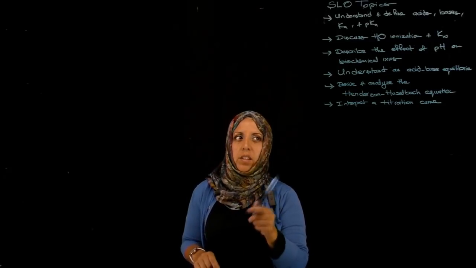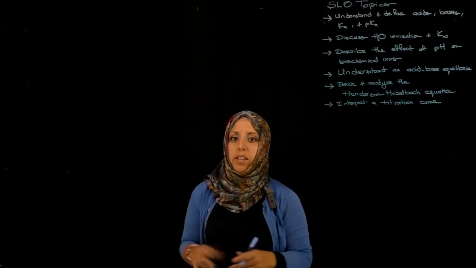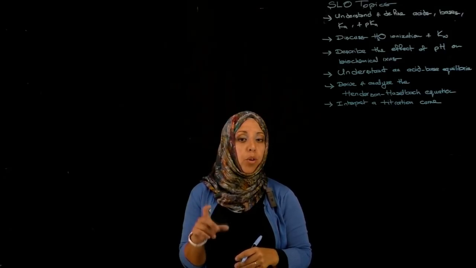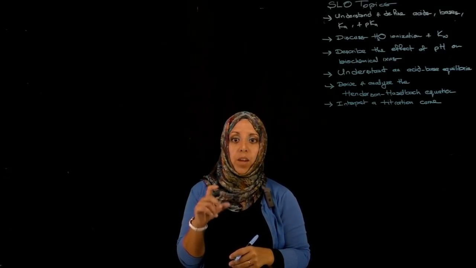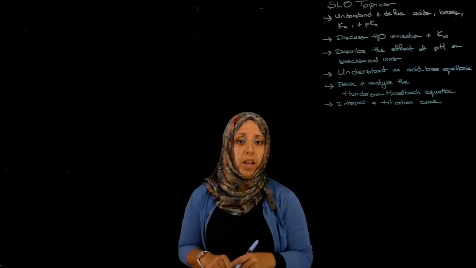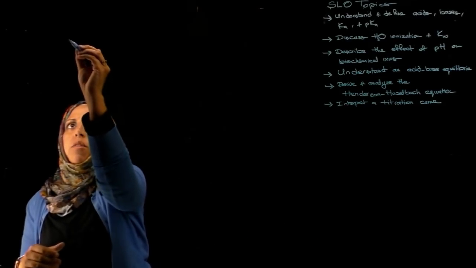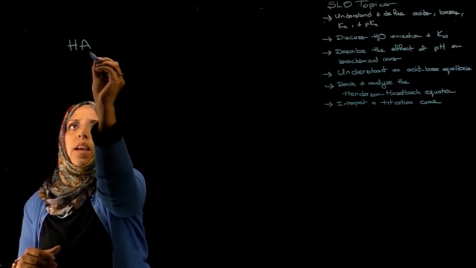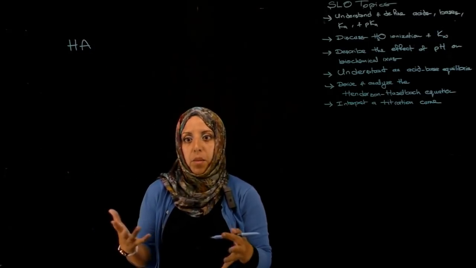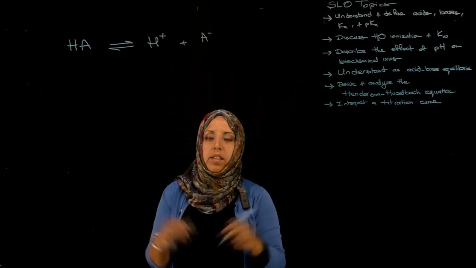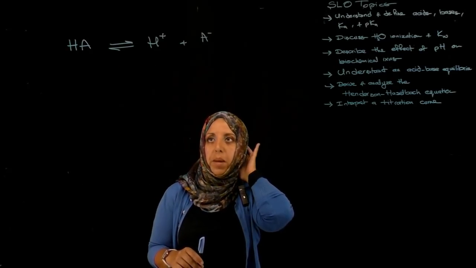All right, so now we're going to try to derive and analyze an equation that allows us to quantitatively correlate concentrations of a weak acid and its conjugate base to the pH of the solution. So we're going to take a simple example where we have an acid, right? A is for the acid and H is the proton it will lose. So you have an acid, and the acid dissociates into its conjugate base and a proton.